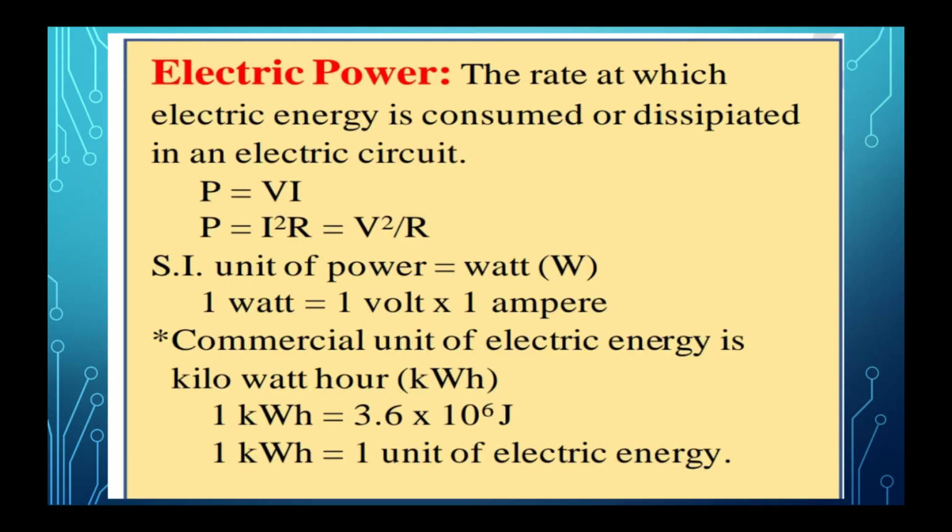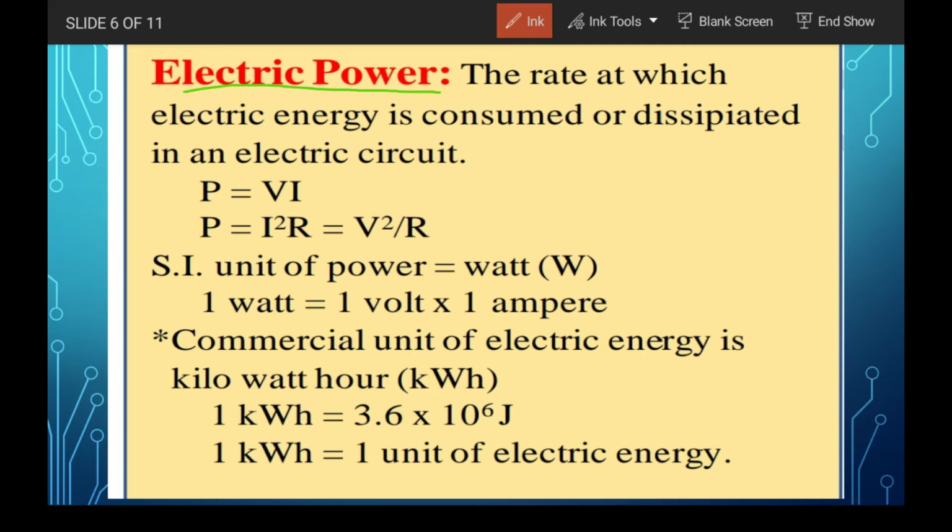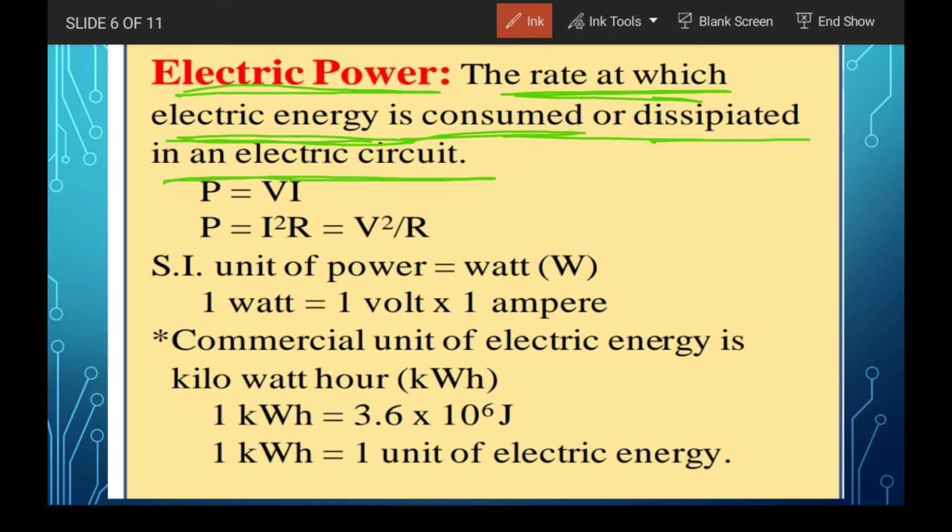Now moving further, it's your electric power. Electric power is the rate at which electric energy is consumed or dissipated in an electric circuit. The rate means it is counted by time. P = VI, you know. Now P = I square R, by applying Ohm's law, as we know that V = IR, we get this equation. We can also write V square upon R. How can we write it? Look at it.